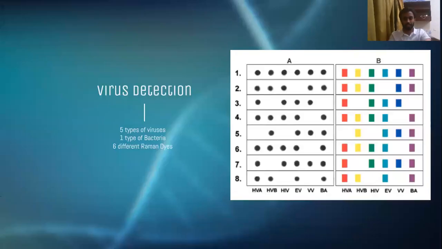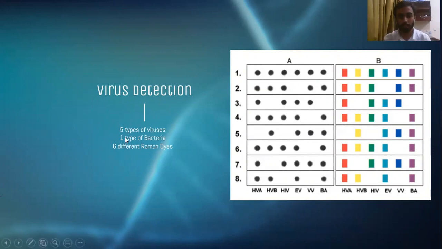Now moving on to the second experiment that has been defined in the paper itself. This includes the virus detection, virus and bacterium detection, to be more precise. Here we detect 5 different kinds of viruses, which include hepatitis A, hepatitis B, HIV, Ebola virus, and Variola virus, as well as another form of bacteria that is being labeled here with BA. And for the detection of these different viruses and bacterium, we use 6 different Raman dyes, each of which has different colors. So in the initial experiment, you get a grayscale picture of all these viruses.